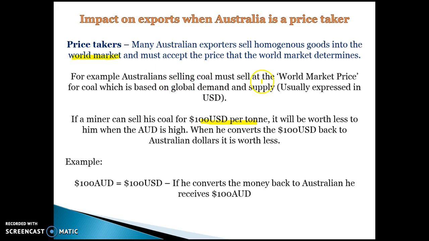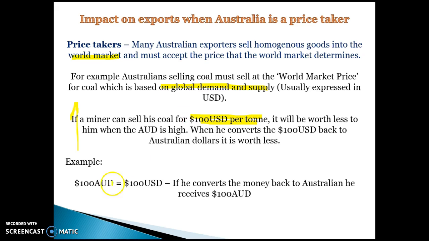So for example, if we're selling coal, the world market price for coal is based on the global demand and supply for coal, and we just accept whatever price that is. So this is why the exchange rate matters though. So let's say a miner is selling coal and it's getting $100 US per ton. If the Australian dollar is high, so the Australian dollar was to appreciate, when he converts that $100 back to Australian dollars, he's going to get a lot less money.